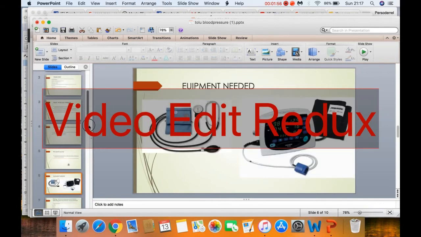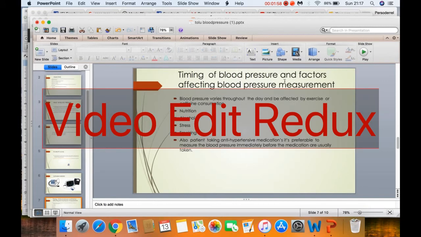Equipment needed. We all know the equipment needed for blood pressure. And the major thing I want to focus on this afternoon is timing of blood pressure and factors affecting blood pressure measurement. Blood pressure varies throughout the day and can be affected by exercise or caffeine consumption. Also, it can be affected by nutrition, that's what we eat. Also, alcohol, stress, smoking, all these factors can affect blood pressure.